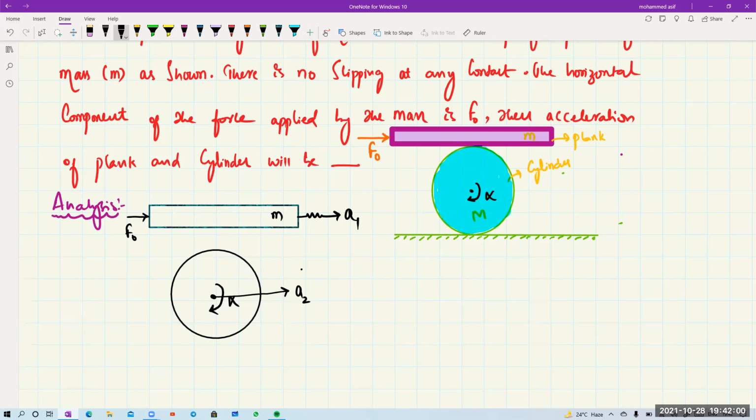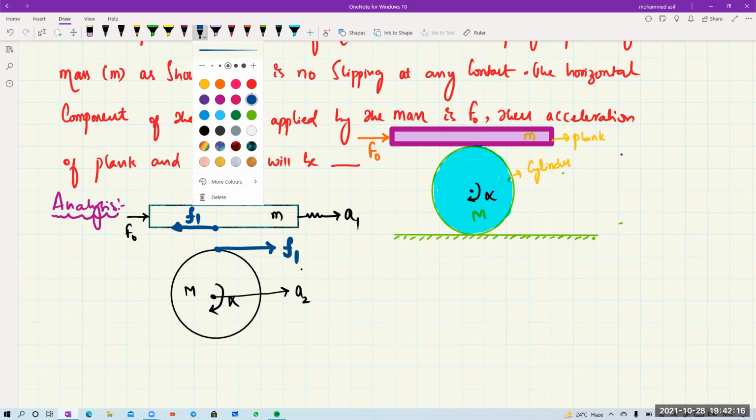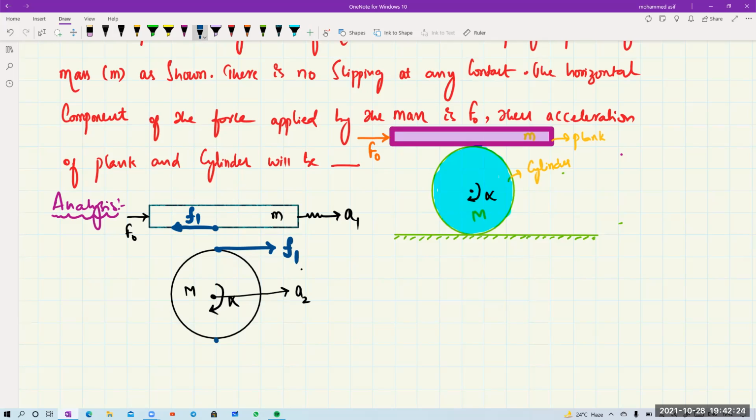The mass of the plank is small m, and the mass of the cylinder is capital M. Now, taking the point of contact, as you are applying the force on the plank, the frictional force on it is in the backward direction, that is F1. And at this point, the frictional force on the cylinder is F1 in the opposite direction. Is it clear? On this body, as it is rotating, with mass capital M, at the point of contact with the ground, the friction from the ground will be in the front direction. That will be equal to F2.